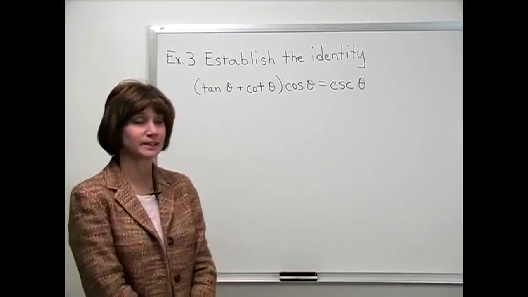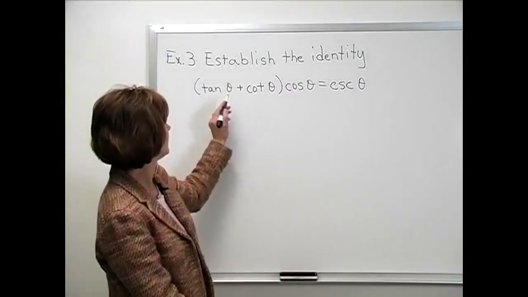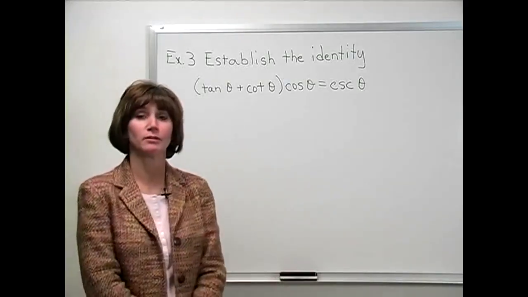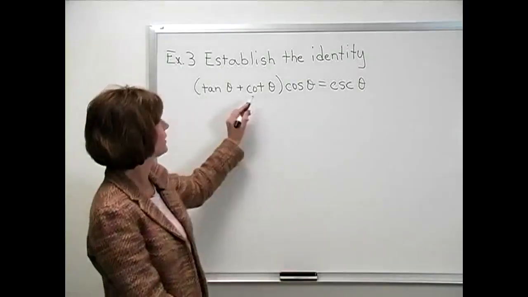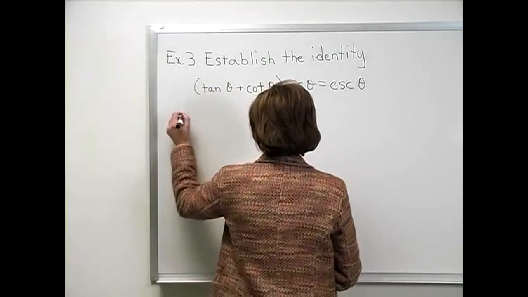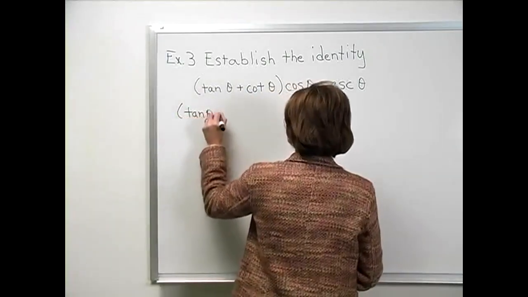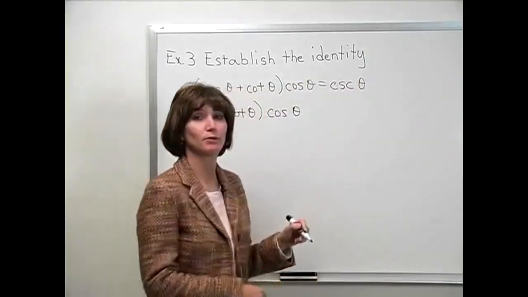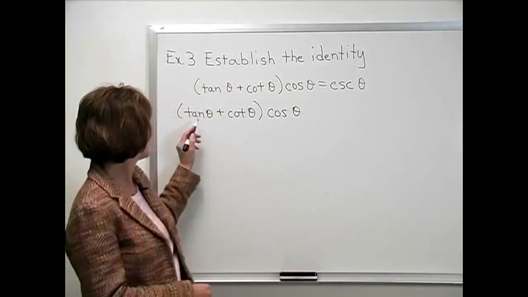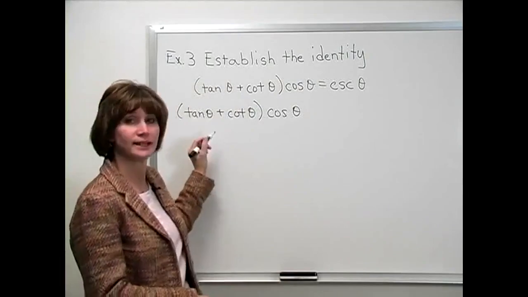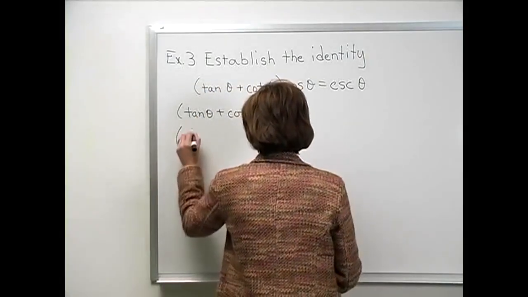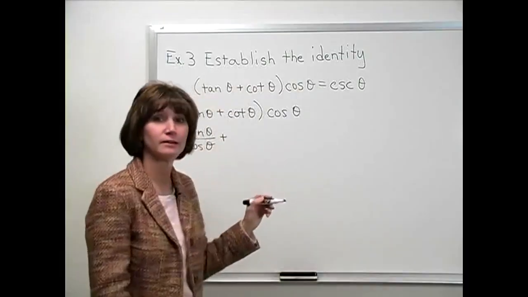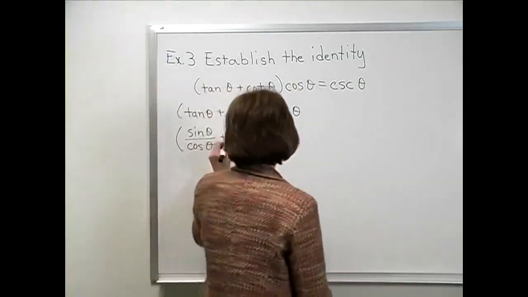Here we want to establish the identity tangent theta plus cotangent theta times cosine theta equals cosecant theta. Well, when we establish an identity, it's important that we work with only one side at a time. In this example, I'm going to work with the left-hand side, so I'm going to rewrite that side. Tangent theta plus cotangent theta times cosine theta. Now in this example, what I'm going to do, which is done many times, is I'm going to change everything to sines and cosines. Remember that tangent theta is sine theta over cosine theta. Cotangent theta, using the quotient identity, is cosine theta over sine theta.